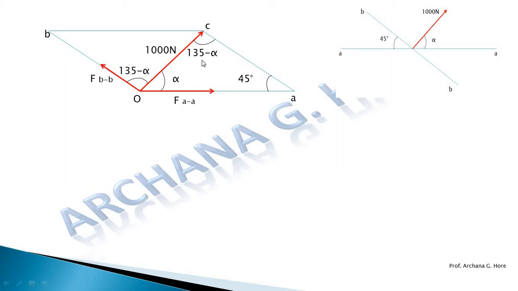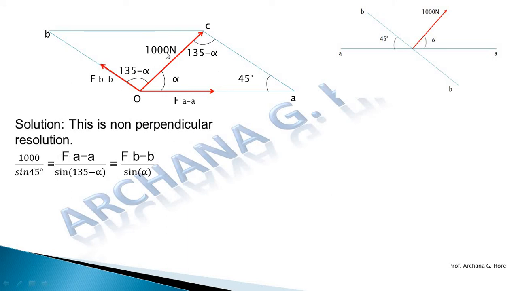Now apply the sine rule in this triangle. So this is non-orthogonal or perpendicular resolution. Now 1000 divided by sine of 45, then FAA divided by sine of 135 minus alpha. And this component BB is equal to this one, so sine of that angle.